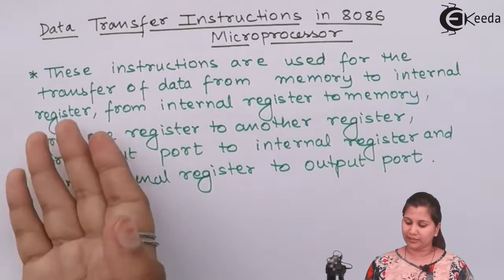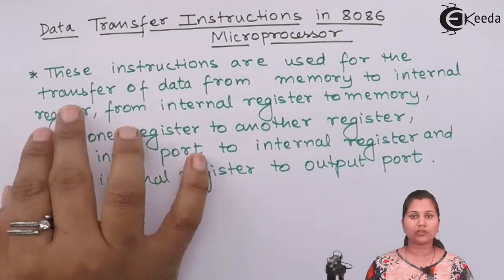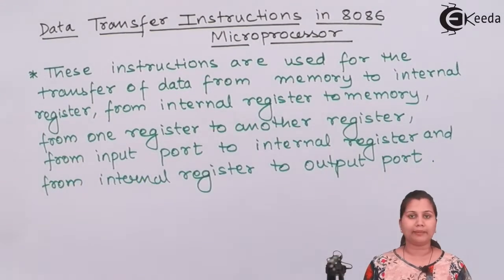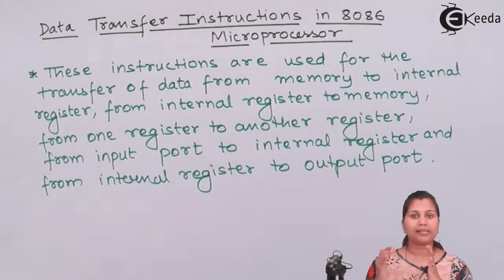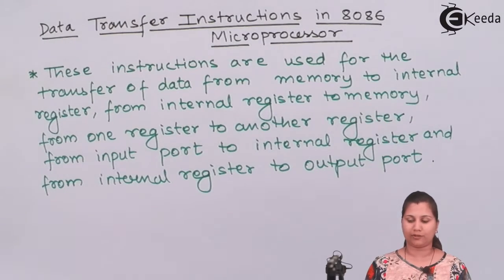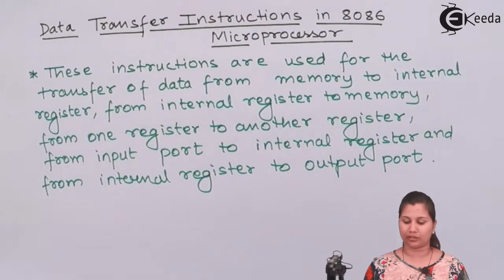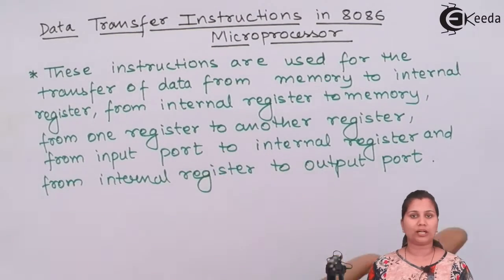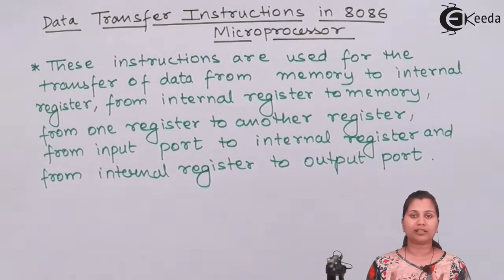The data transfer instructions are used for transfer of data from memory to the internal register, means memory will be the source and internal register will be the destination. Also from the internal register to memory, so in this case internal register will be the source and memory will be the destination. Then from one register to another register, means between the registers also, if we want to transfer the data, then also we can use the data transfer instructions.